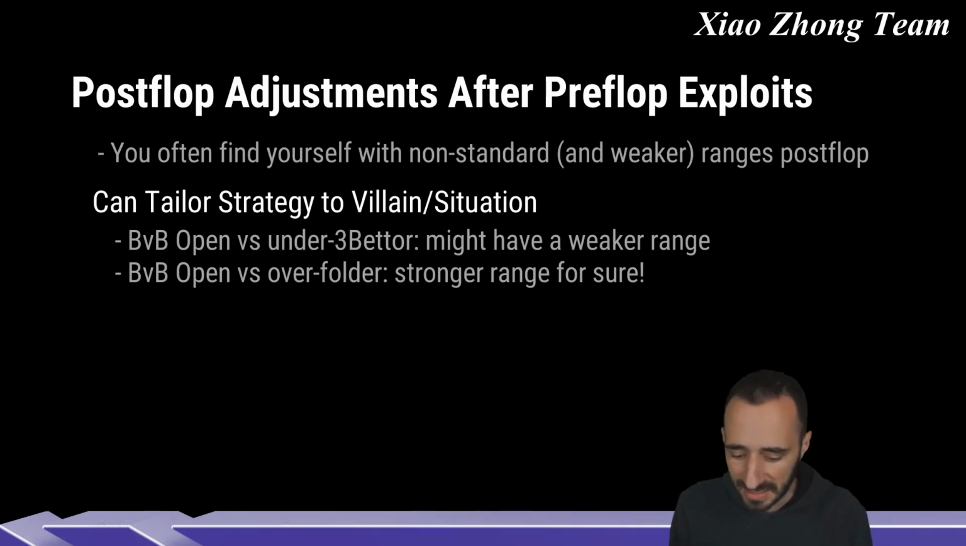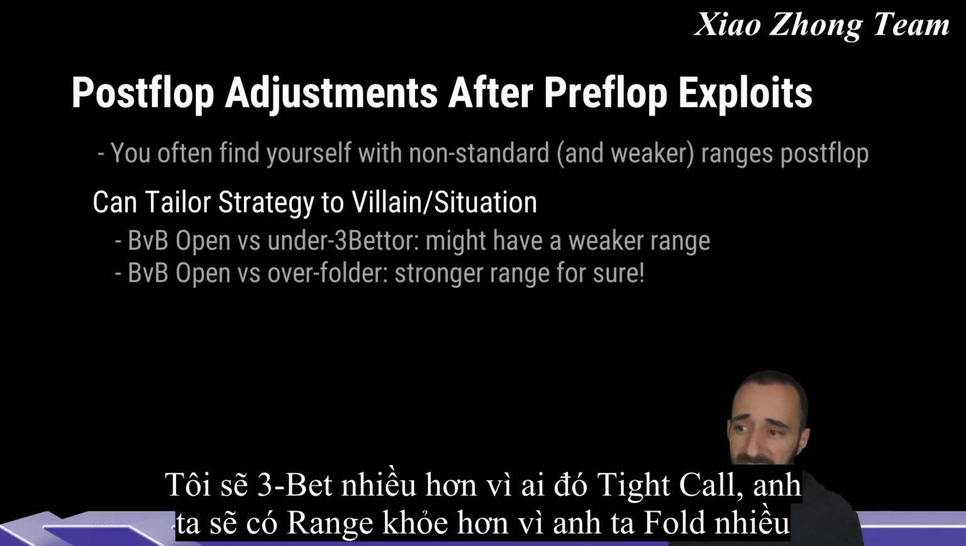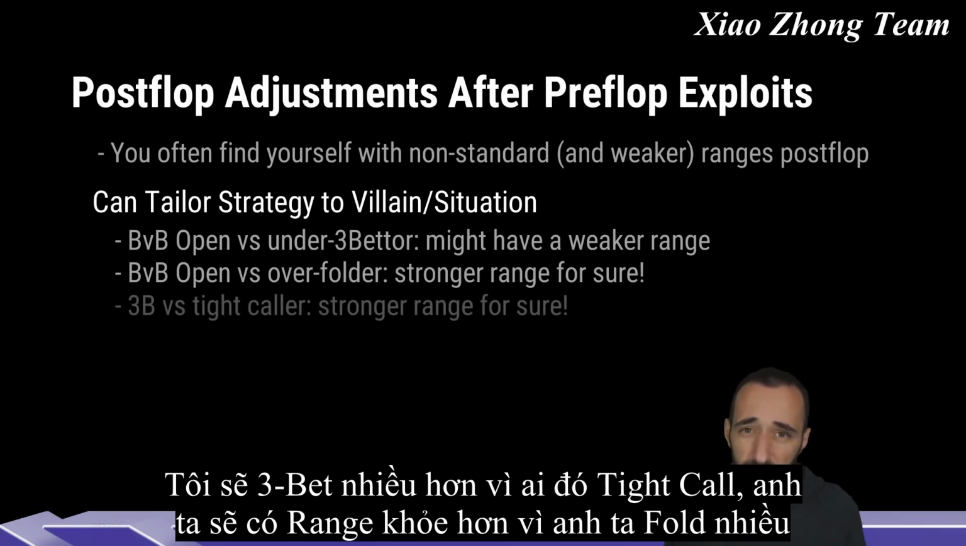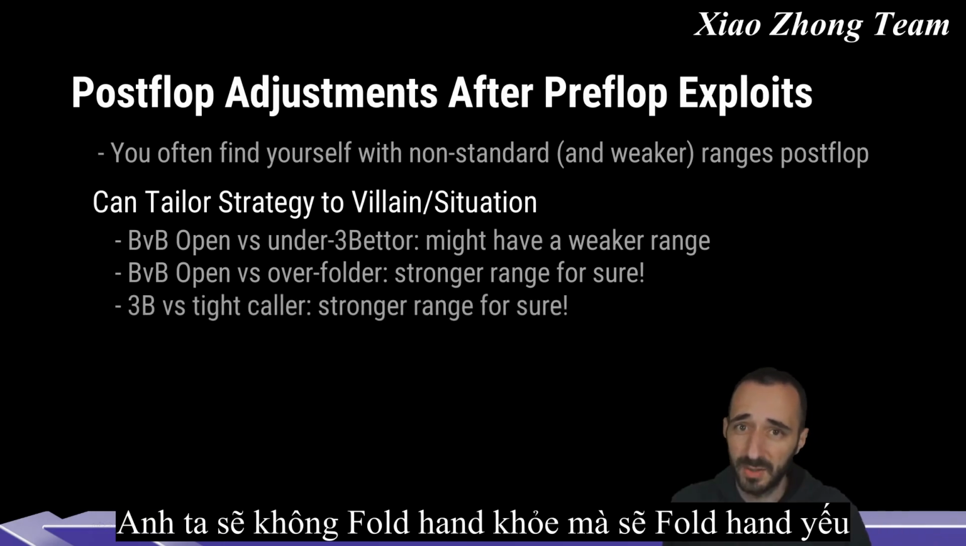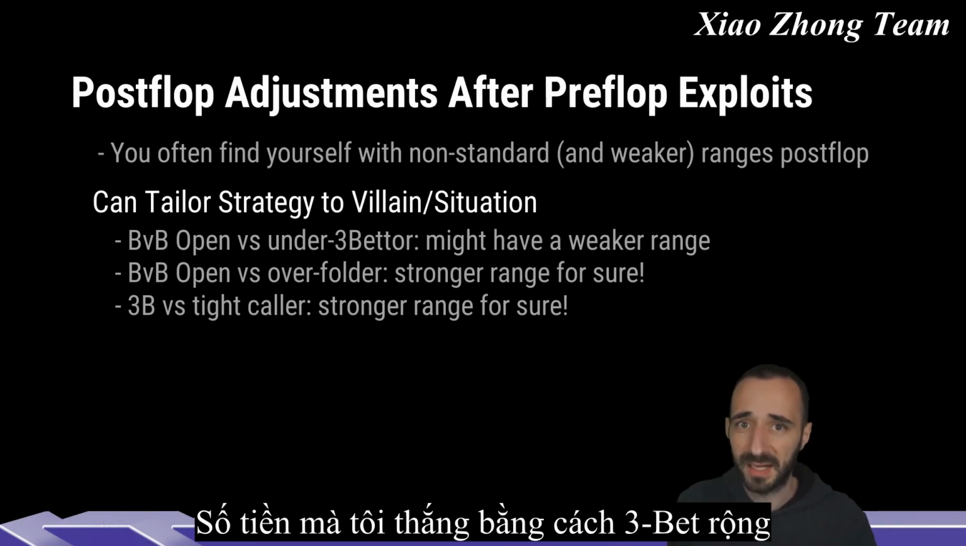Okay. Similarly, so BVB open, same with button open, but yeah, similar thing with 3-betting. Let's say that I decide to 3-bet extra because someone is a tight caller. He's going to have a stronger range because he folds more. He's not folding the strong hands, he's folding the weak ones. So I want to lower my c-bet strategy, whether I have a normal hand or a wide hand. Either way, I don't want to give him back the money I won by 3-betting wide.